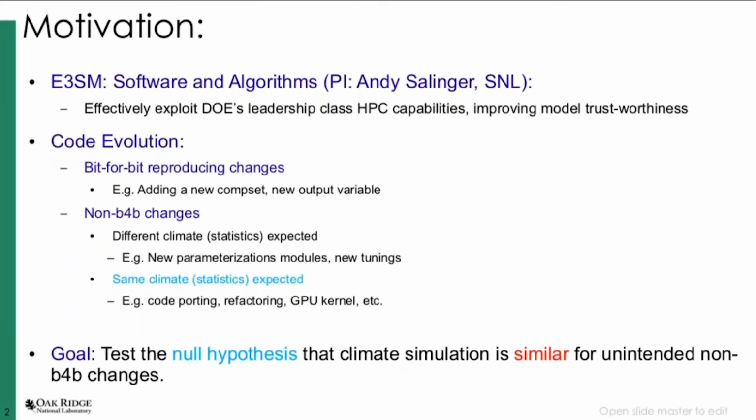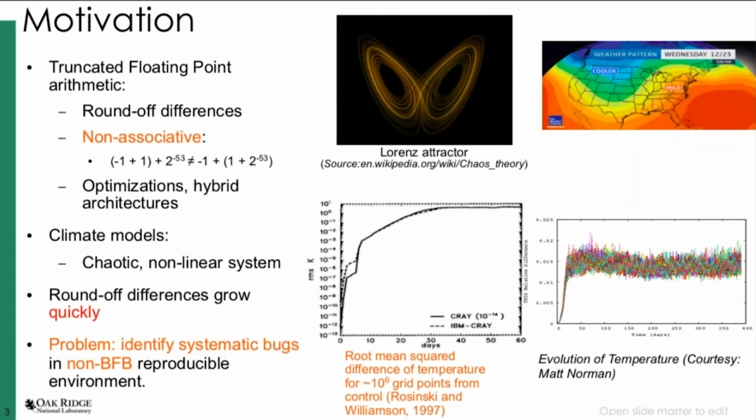the climate statistics. Continuing on the motivation, we know that with computers, it's all truncated floating point arithmetic. So 10 to the power minus 14 or 15, that's with double precision, right? And we also know that computers can be non-associative if you're adding very large numbers, and it might result in round-off differences that might change the last couple of digits of the number in this truncated floating point environment. This might happen because of optimizations or porting your code to a hybrid architecture, where the order of computation changes to improve efficiency.